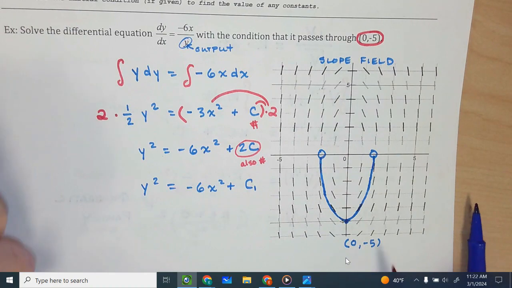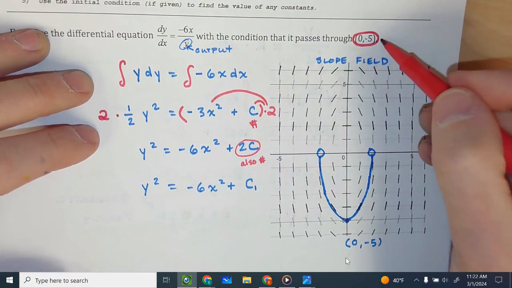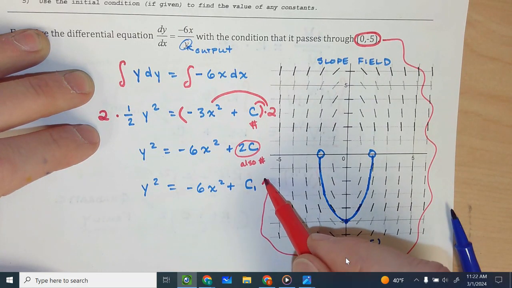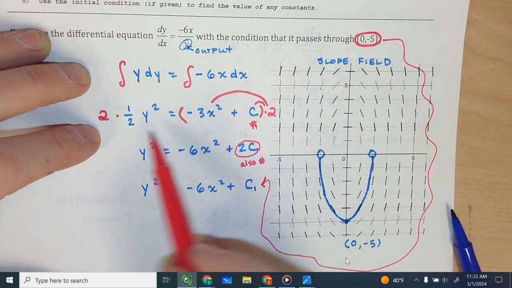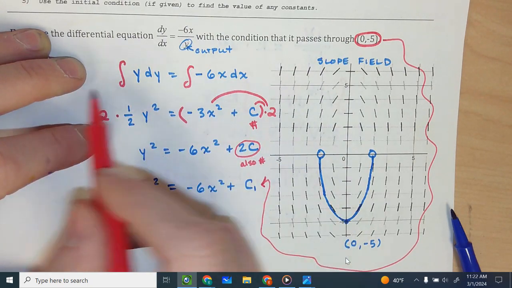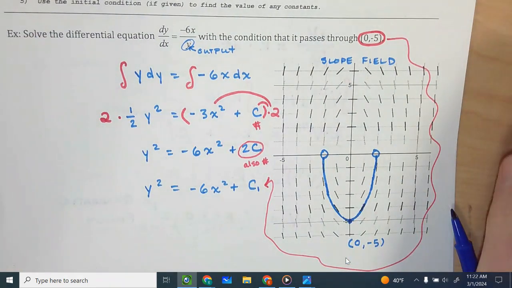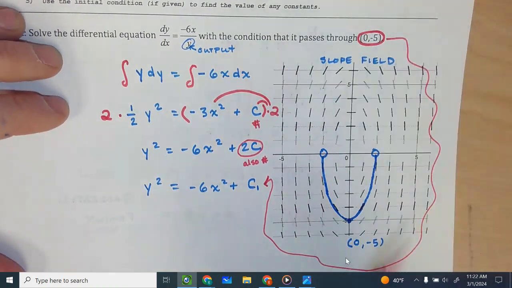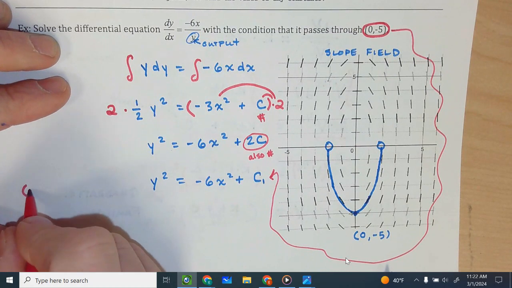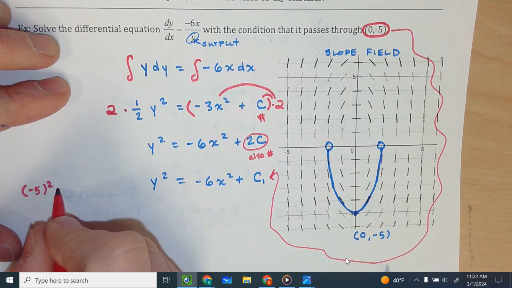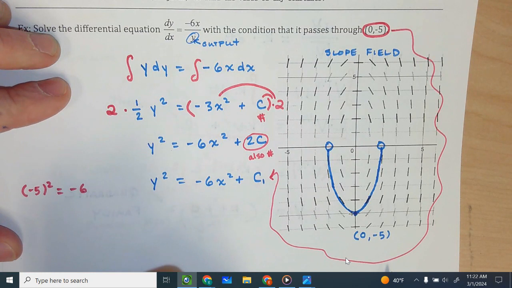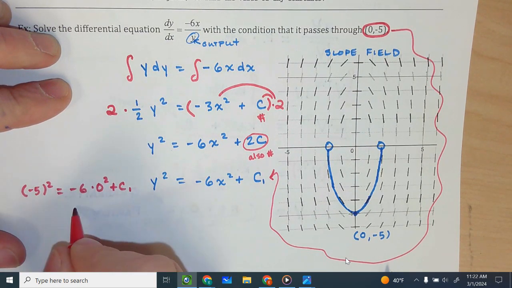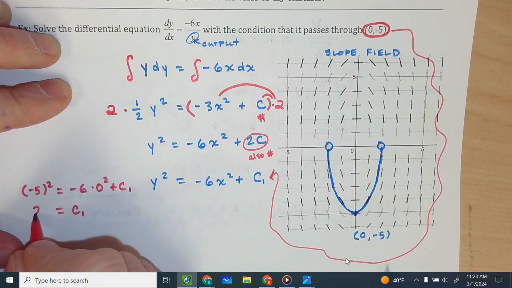All right, now would be a good time to take this point, bring it around here, and plug it in. We could have plugged it in up here and it would have been okay. Anytime after you anti-derive, it's legal to plug this point in. I think this is the best time. All right, so over to the side here, -5, the quantity squared, is equal to -6 times 0 squared plus c1, which means that c1 is equal to 25.